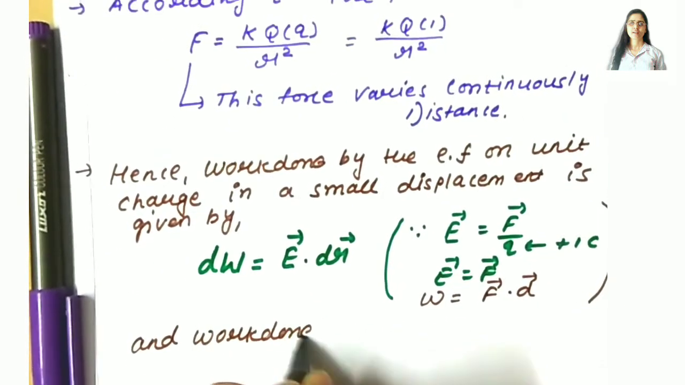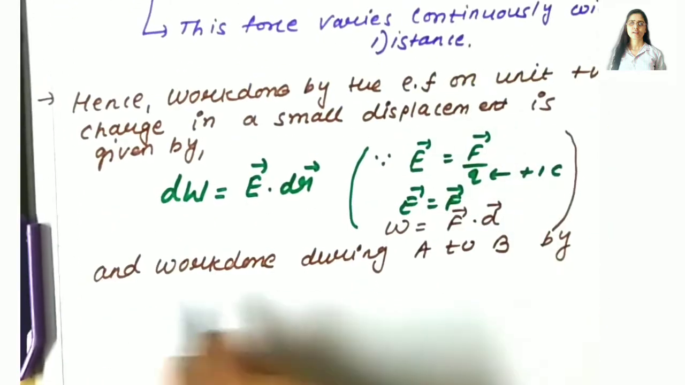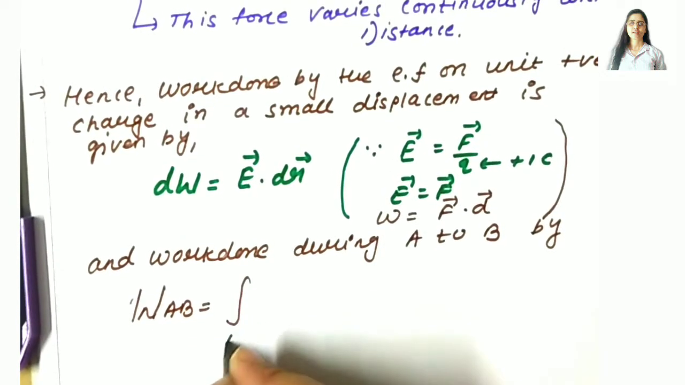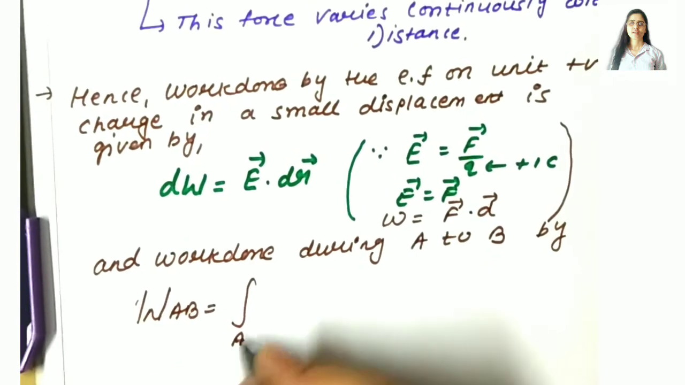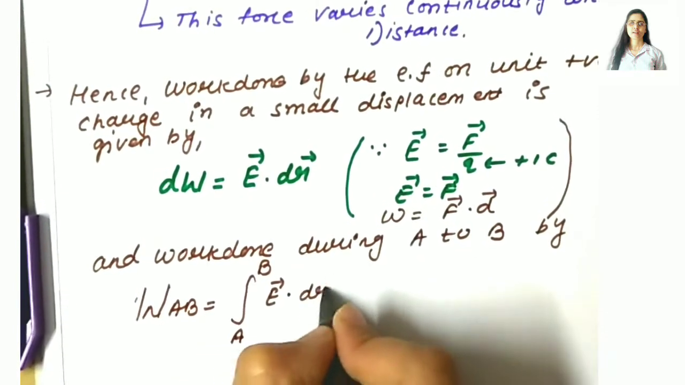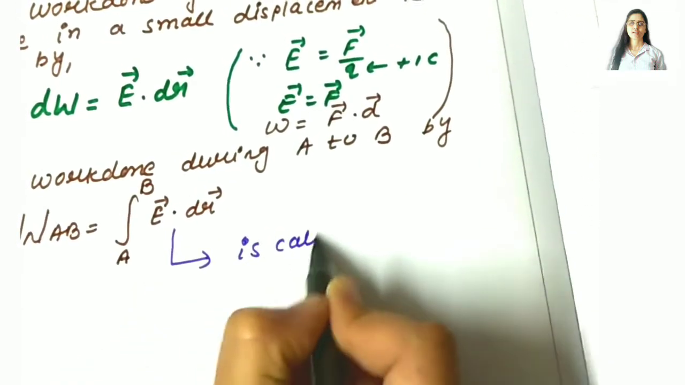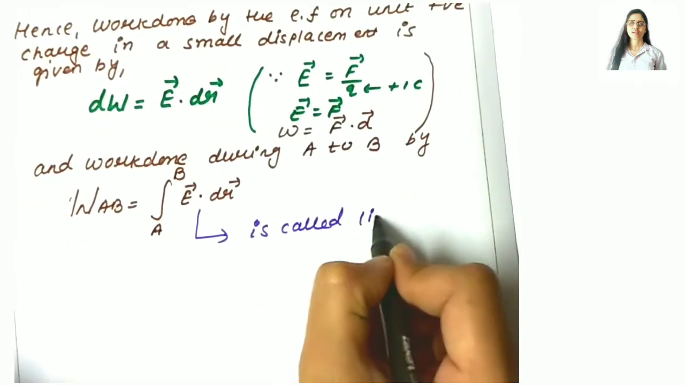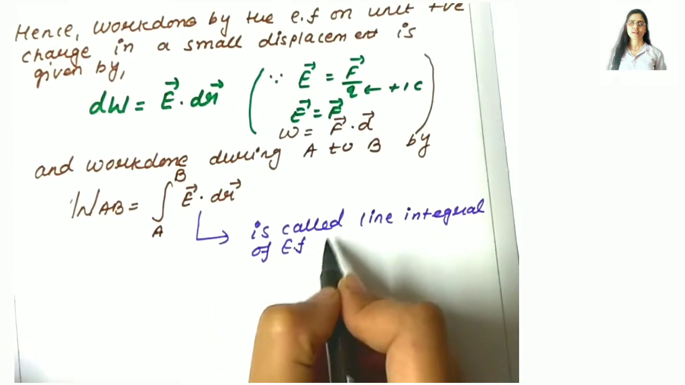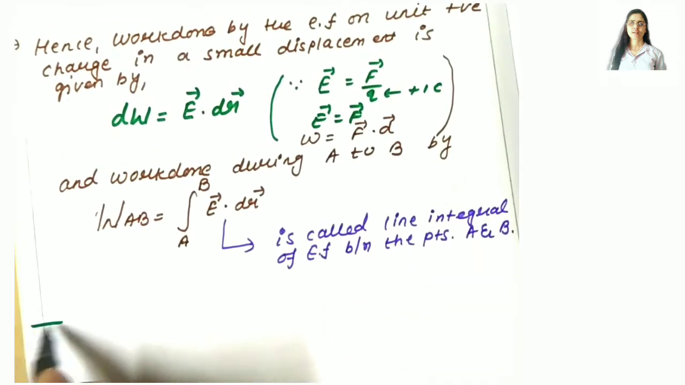Now we have to find out the work done during A to B. W of AB is equal to the integration from A to B, where A is initial and B is final, of vector E dot d vector R. The integration from A to B of vector E dot d vector R is called the line integral of the electric field between the points A and B.